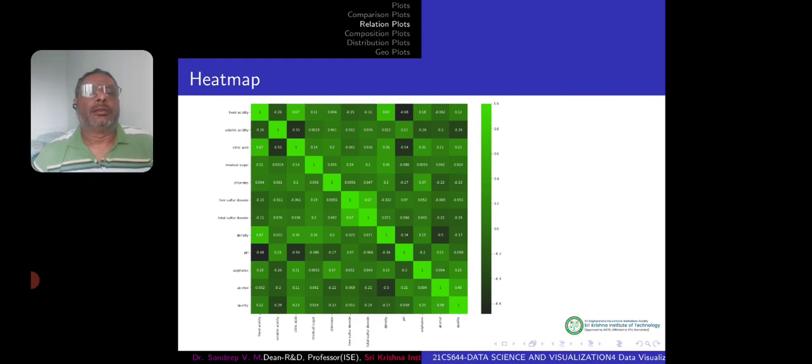So what is this all? If you look at it, there are totally 12 features being used here, and a 12 by 12 matrix. So there are totally 144 values. You are talking about a matrix with 144 values, and if you just put that in the form of numbers, then nothing is visible, nothing you can make out of that.